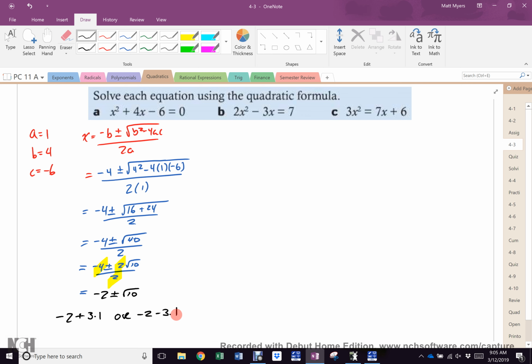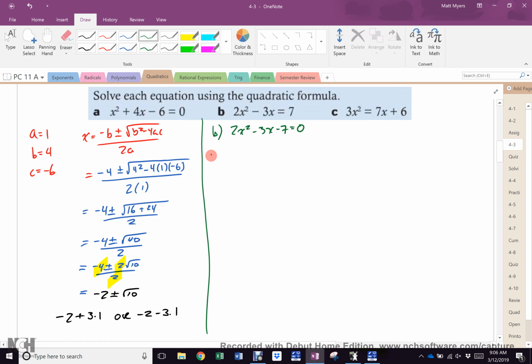All right. What's different about B? The 7 needs to do what, Isabel? Needs to go to the other side. So we have a C, right? That doesn't factor. 2 times 7 is 14. There's no factors of 14 that add to 3. Okay, I'm going to complete the square. Oh, barf, I don't want to complete the square. Why? What about that makes completing the square barfy? 3 doesn't divide by 2 easily, does it? So if I can't factor and we can't complete the square, we should go to the quadratic formula, right?